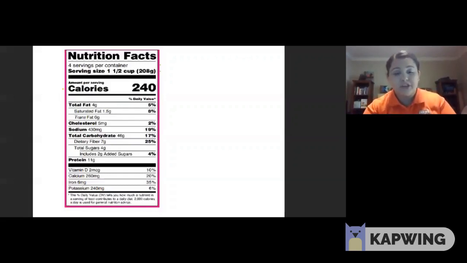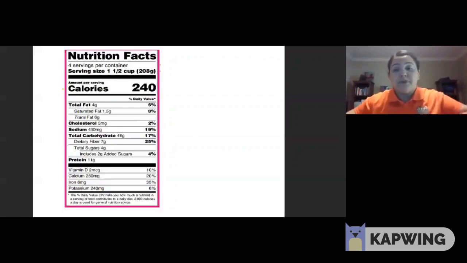Next, we're going to talk about cholesterol. Cholesterol is a waxy fat-like substance found in cells of the body. Cholesterol is produced by the body primarily in the liver and also consumed from food. The human body makes all the cholesterol that it needs, so it's important that we don't eat more cholesterol because we don't need it.